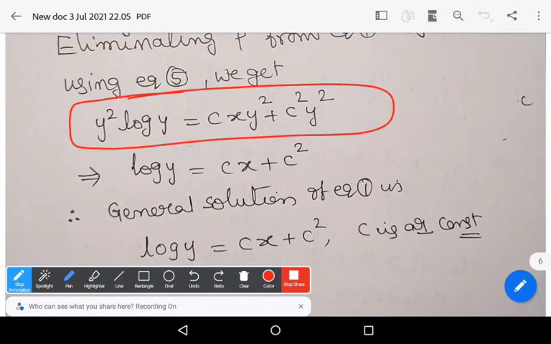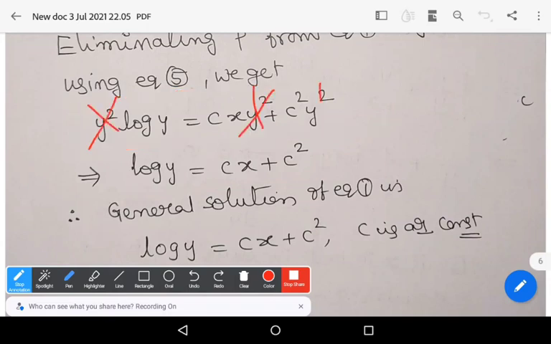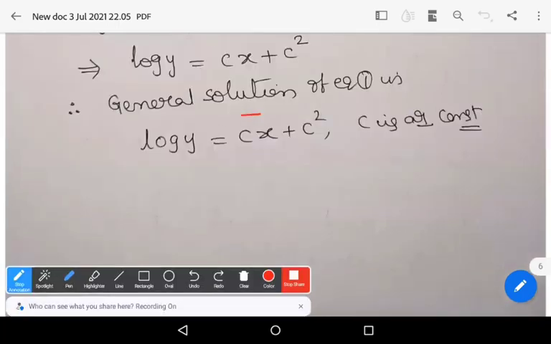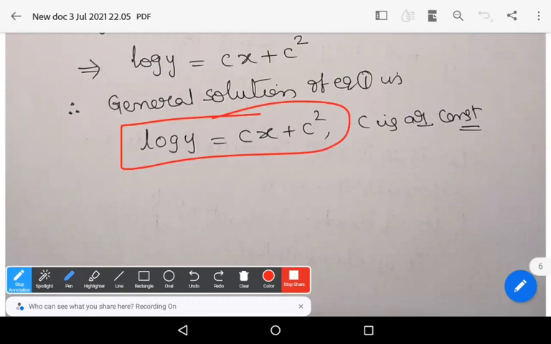You observe that y square is common in 3 terms. So y square gets cancelled. log y is equals to cx plus c square. Therefore, general solution of equation 1 is log y is equals to cx plus c square, where c is arbitrary constant.